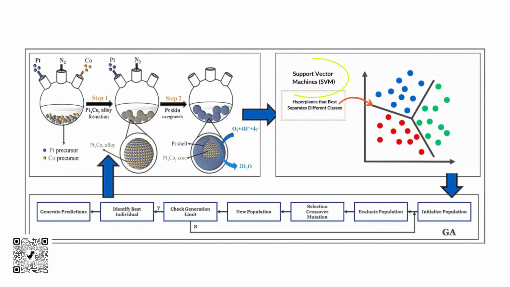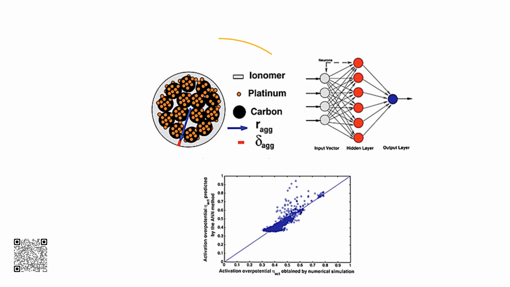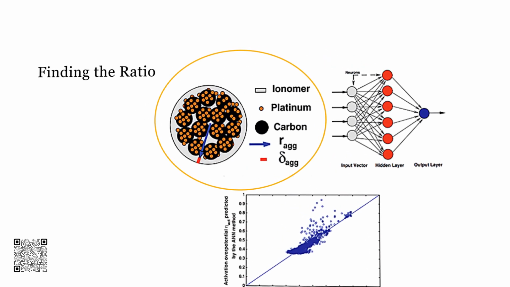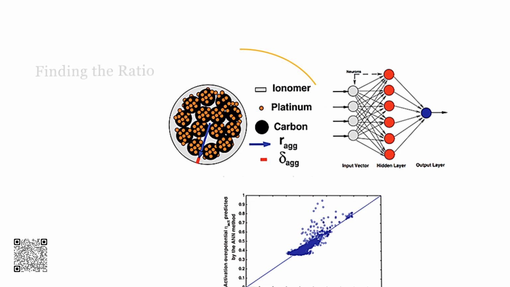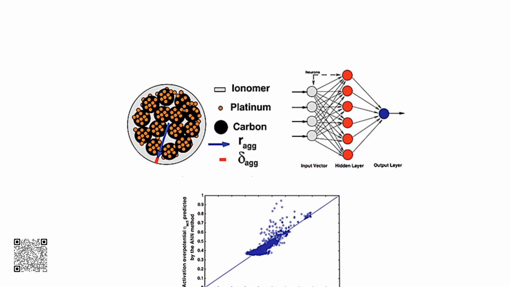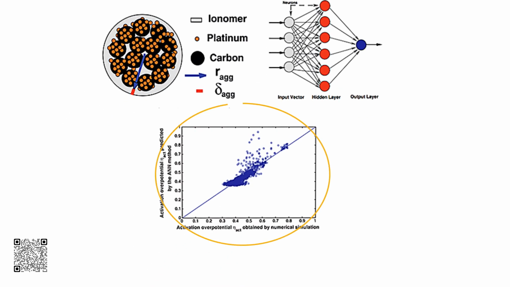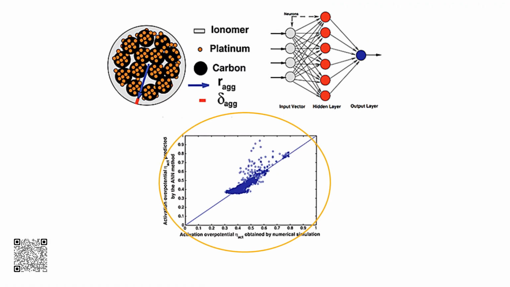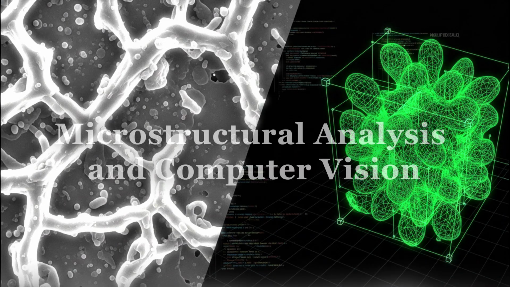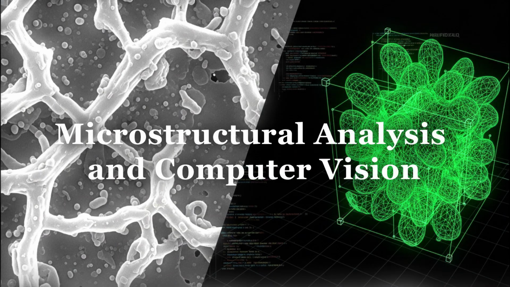In fuel cells, we use support vector machines, or SVMs, coupled with genetic algorithms, or GA, to optimize the composition of the catalyst layer. We can tell the AI, find the exact ratio of platinum, carbon, and ionomer that maximizes power density, and the AI navigates the multidimensional design space to find the optimum, often reducing expensive platinum loading without sacrificing performance.